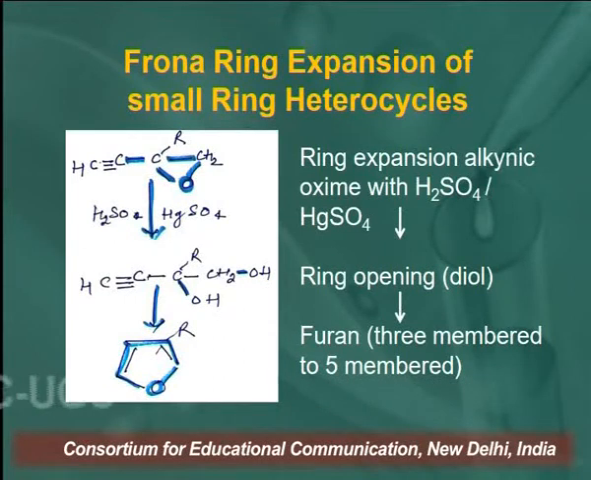When this is treated in the presence of mercuric sulfate or sulfuric acid, ring opening takes place. That is, the 3-member epoxide ring opens, and after ring opening we get a diol. Then the diol converts into furan. So this 3-member ring is converted into a 5-member ring. It is an expansion of the 3-member ring to a 5-member ring, which is a furan that we are getting over here.